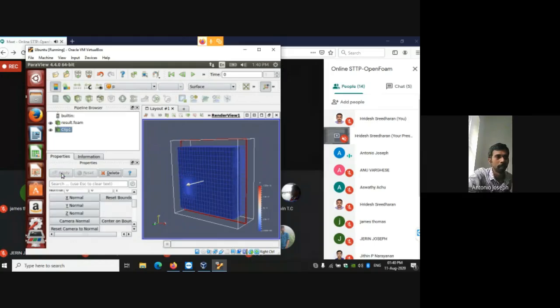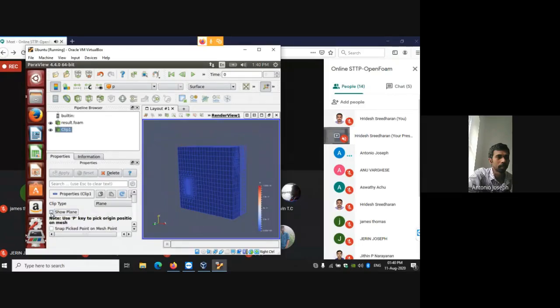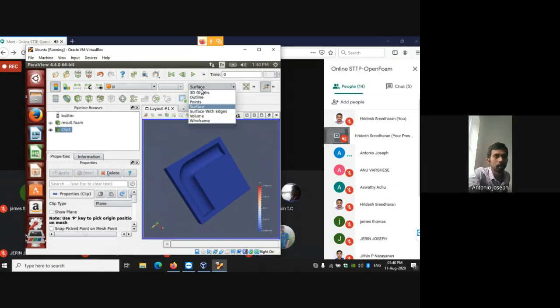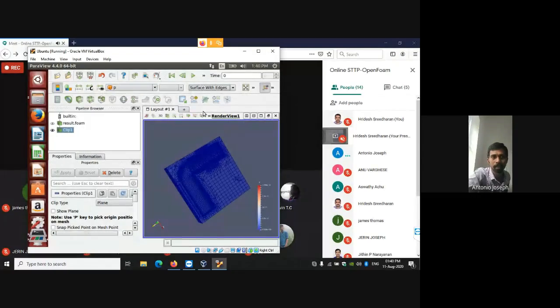So now I will be getting a clip, and I am just closing that clipping plane, and I only want to show the clip now. See, this is the mesh that we had created. Okay, this is the mesh that we had created now, and we can view it with surface with edges also. See, this is the place that we had meshed.